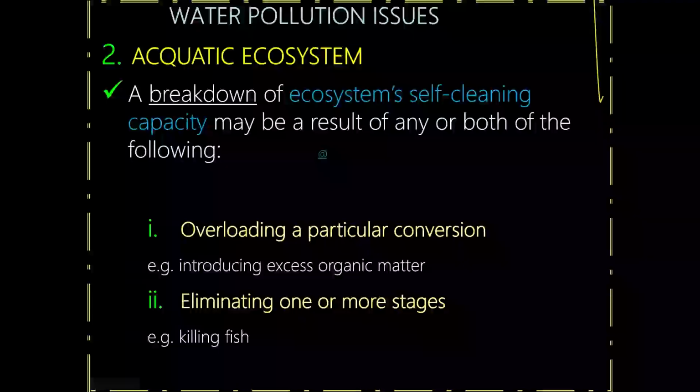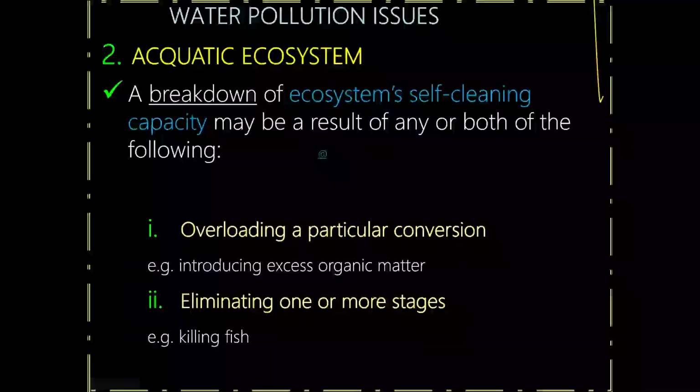And under what condition would we say that there is a breakdown? It is when overloading a particular conversion. Example, introducing excess organic matter, like I said, nutrients. Too much, maybe NPK, all those nutrients are in the water that you are releasing. It's good for organisms to survive, but if it's too much, because there's too much food, the organisms will be multiplying, growing very fast, but the amount of oxygen they need to survive in that water body will reduce. Then we come to survival of the fittest. Those who are fit will take over, and those who are not, they'll die.